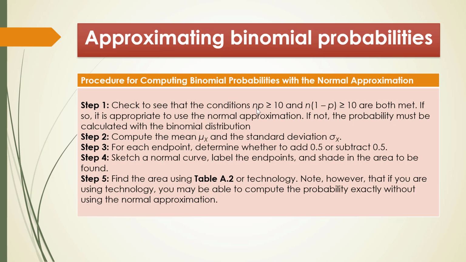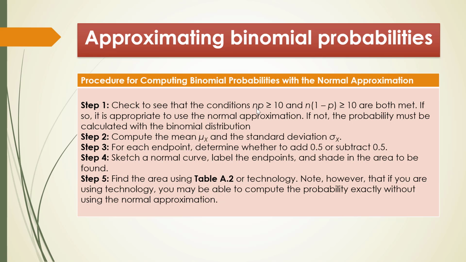There are 5 steps to approximate binomial probabilities using normal approximation. The first step, we have to check to see if the central limit theorem is applicable. So we have to check 2 conditions: np is at least 10 and n times 1 minus p is also at least 10. If both are met, it is appropriate to use the normal approximation. Otherwise, the probability must be calculated with the binomial distribution.